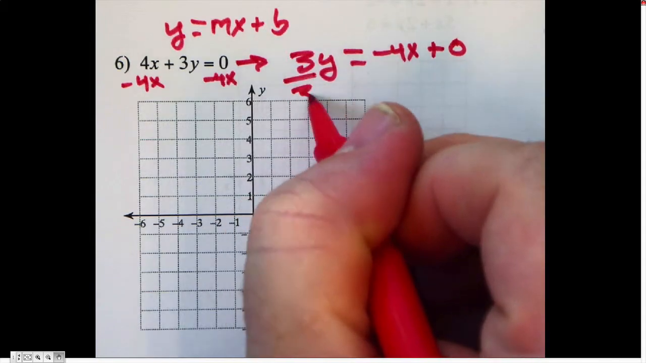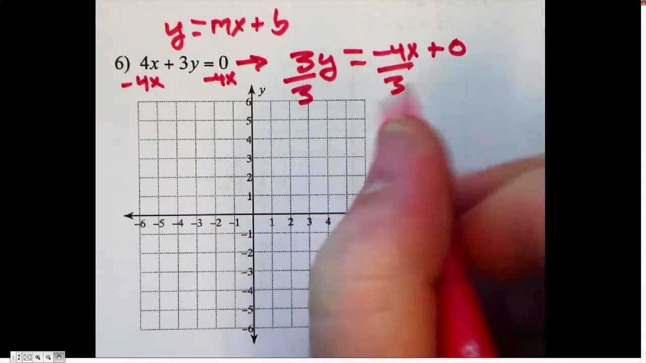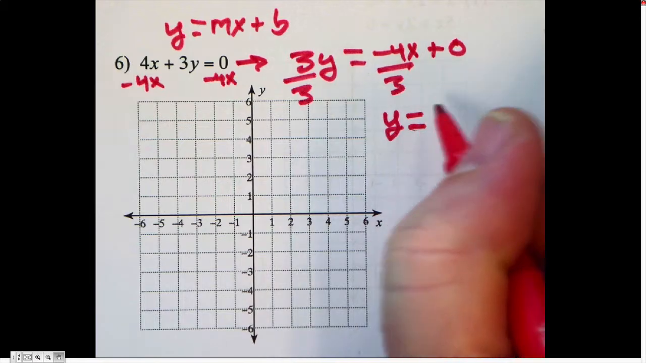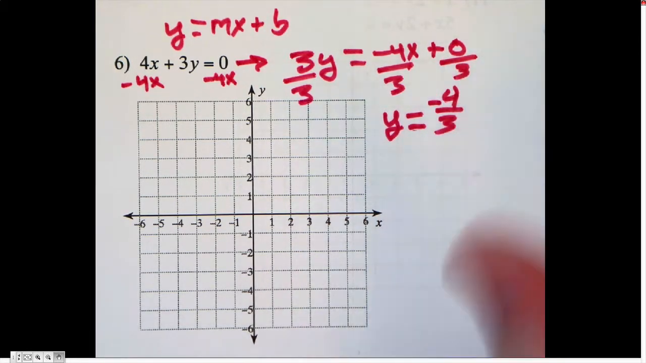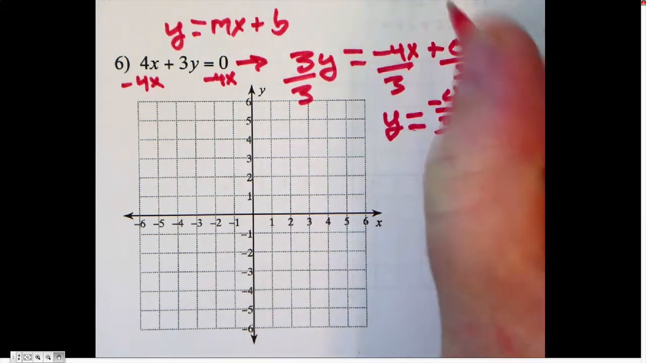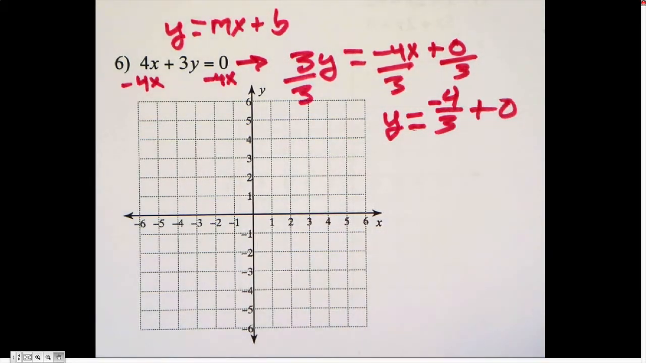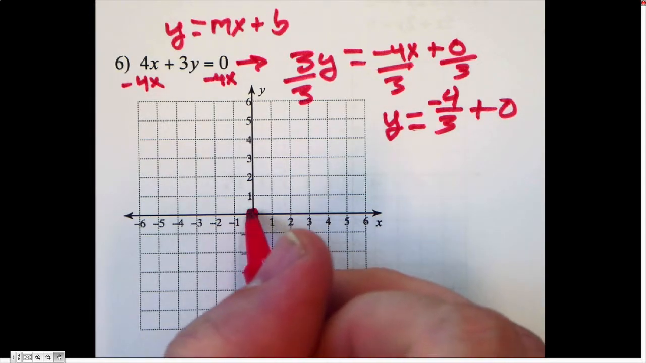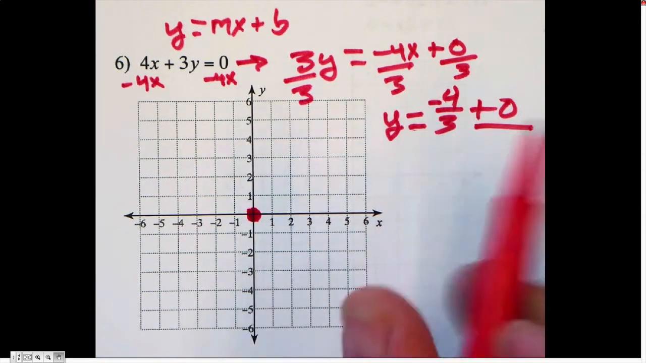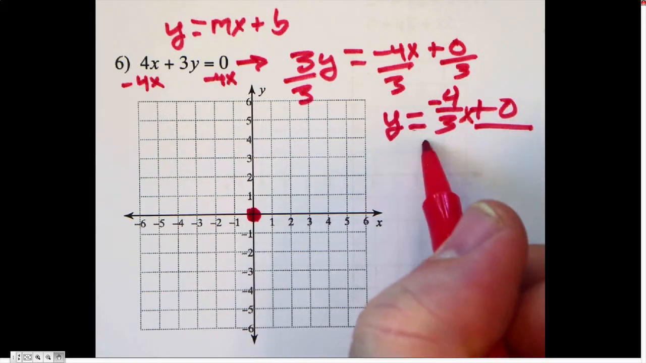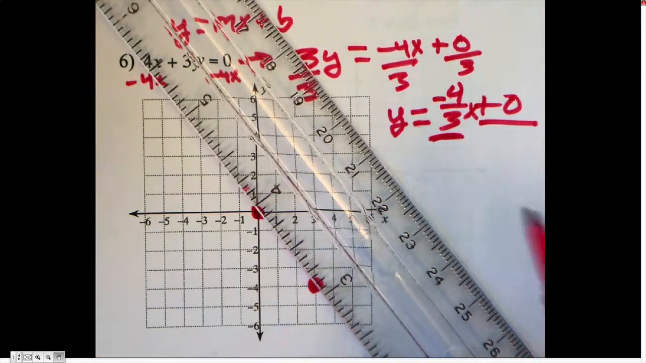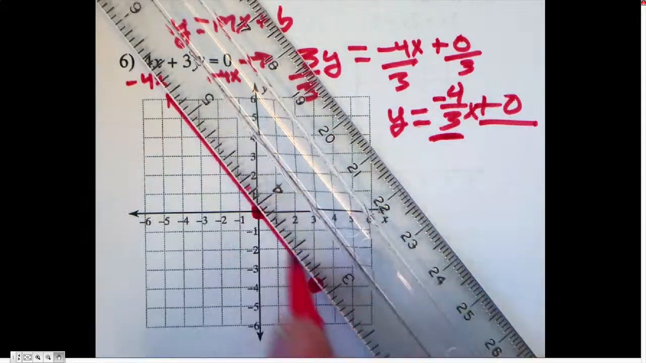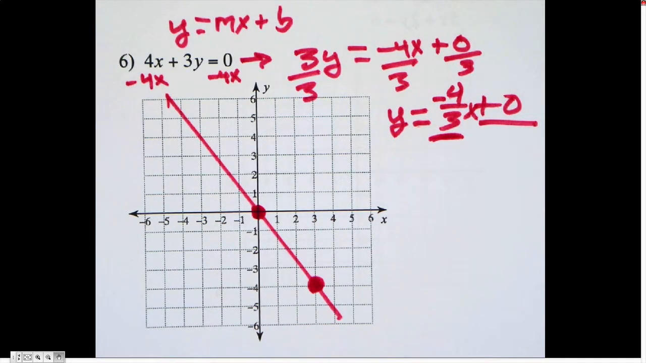We're going to divide by 3, and we have y equals negative 4 thirds x. And we divided this by 3 too, I'm sorry. But it's still 0, because 0 divided by 3 is 0. Okay, so now we know the y-intercept is right here. That's that number. And our slope, which is right before the x, is down 4, positive 3. And we can draw our line. And that's how you do number 6.